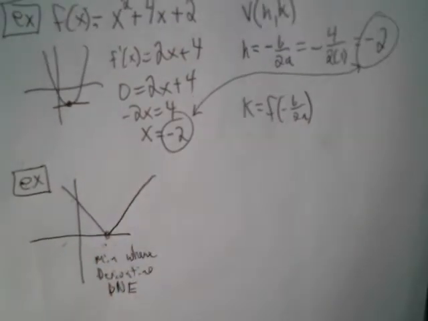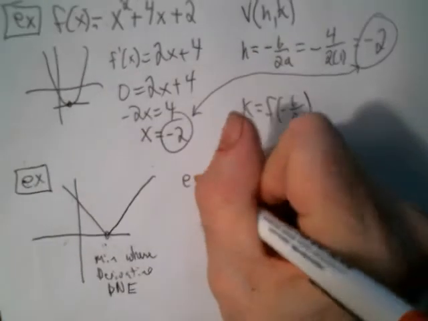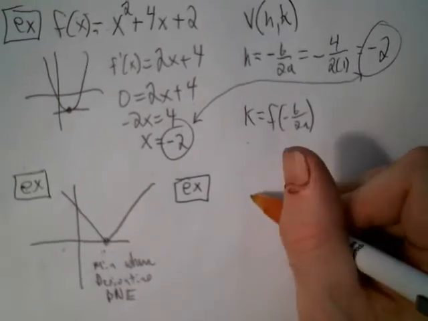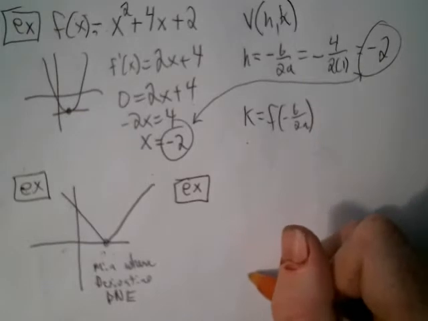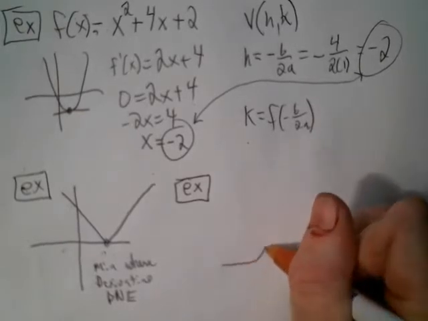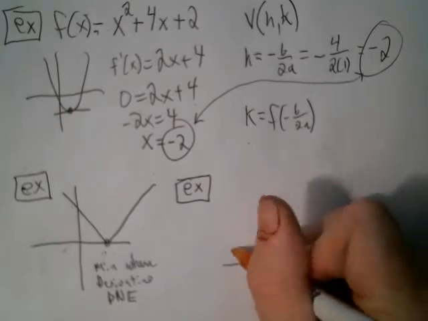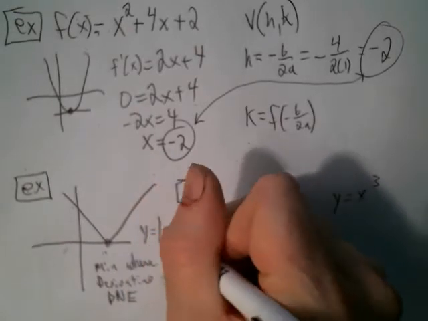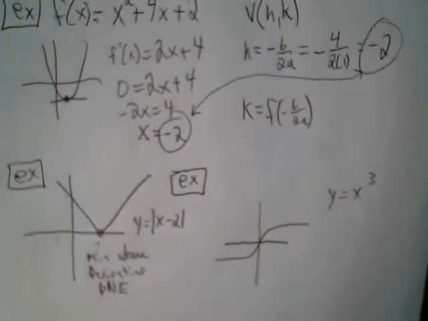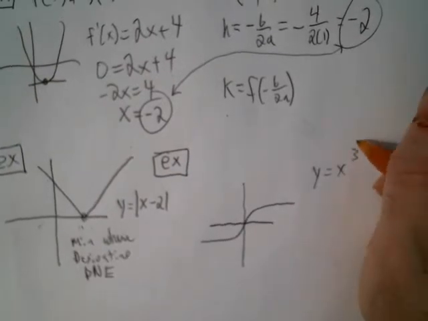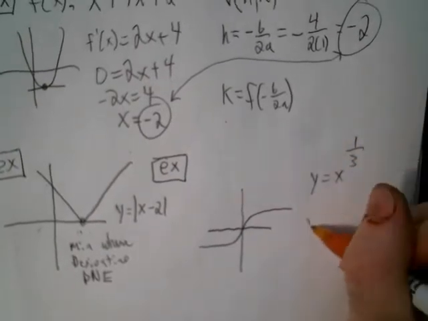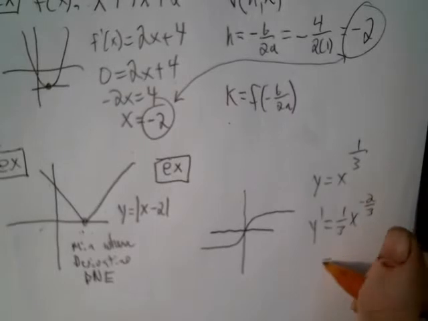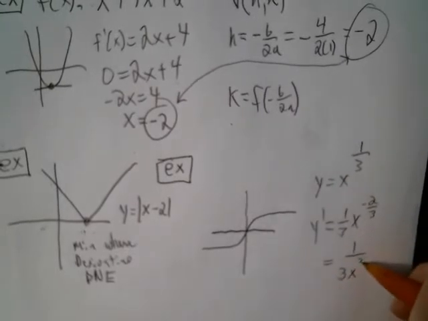Then there are going to be cases where there's neither a max nor a min at this point. For instance, if you had a cubic function and you took a look at this guy's derivative, y equals x cubed. Maybe I should have labeled the earlier one as y equals absolute value of x minus 2 or something. Over here, y equals x to the 1/3, sorry. Its derivative, y prime, is equal to 1/3 x to the negative 2/3, which is the same as 1 all over 3x to the positive 2/3.